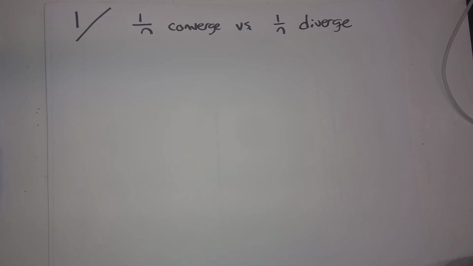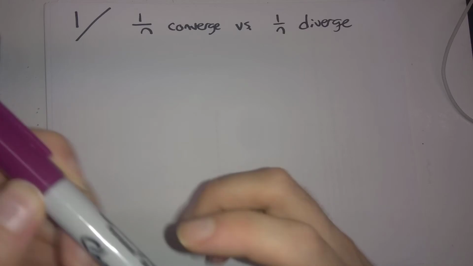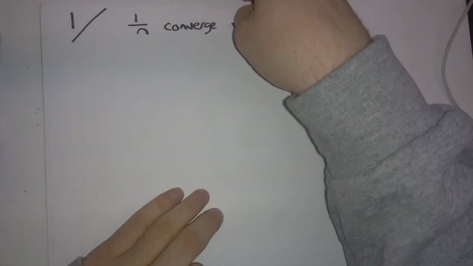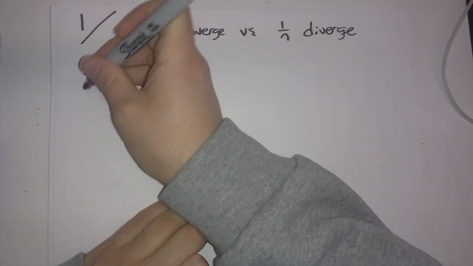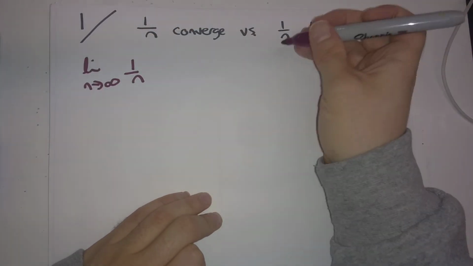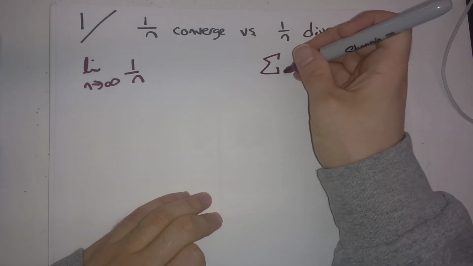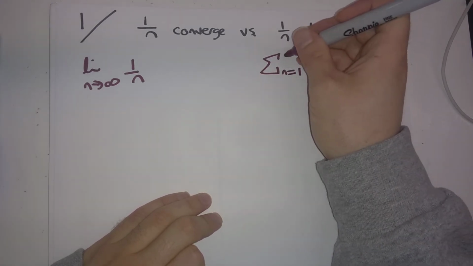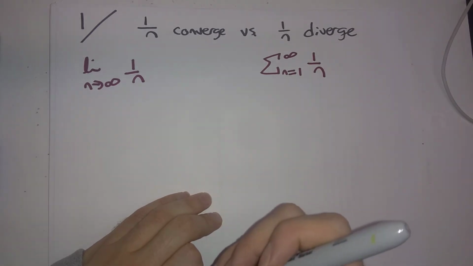So the question here is, explain in a few words why the question of convergence or divergence of a sequence with general term 1 over n is different from the question of convergence or divergence of a series with general term 1 over n. So this is getting us to think about the difference between the limit as n goes to infinity of 1 over n versus looking at this sum here, the sum from 1 to infinity of 1 over n.